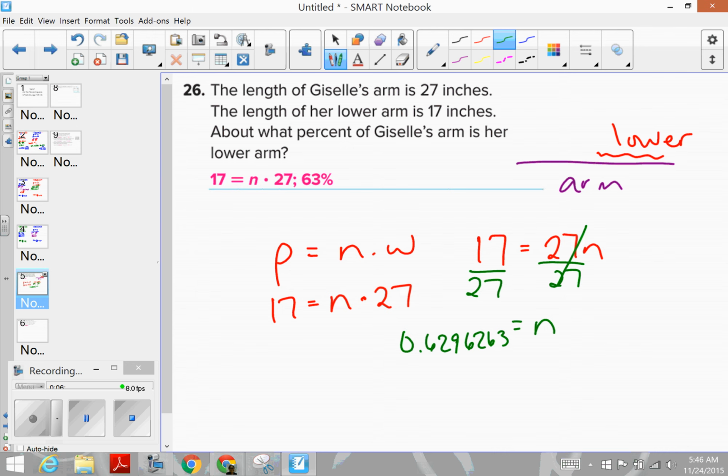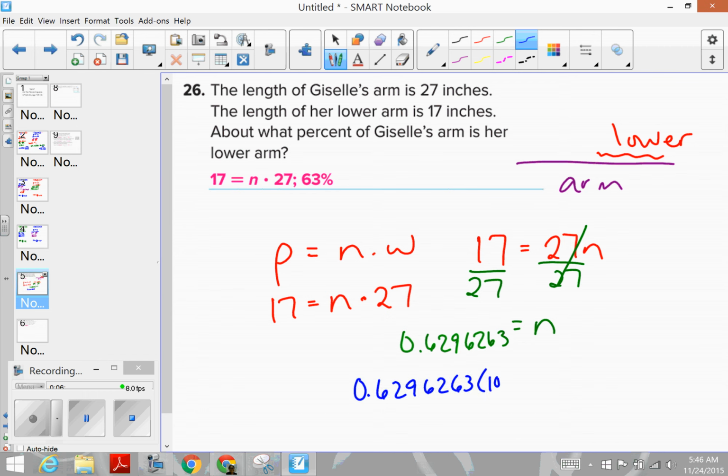0.6296263 on my calculator. So remember, you're going to multiply that times 100 before rounding. So 0.6296263 times 100 equaled 62.96263. Then remember, it stops at one decimal place. So the 6 makes the 9 go up, and that's why it's considered 63%.